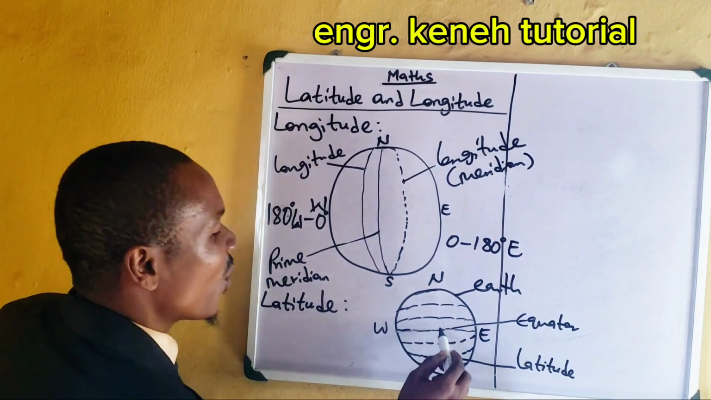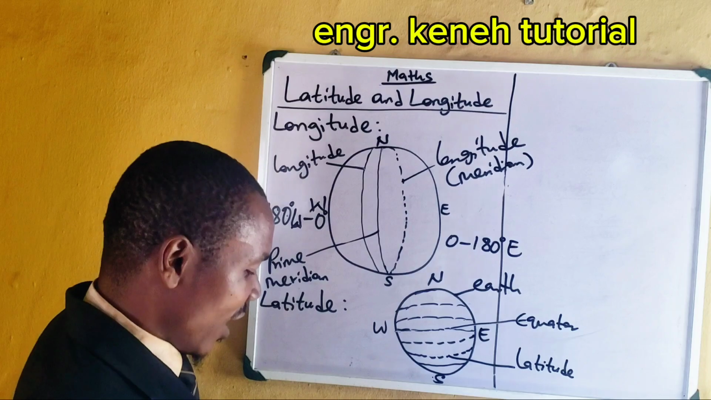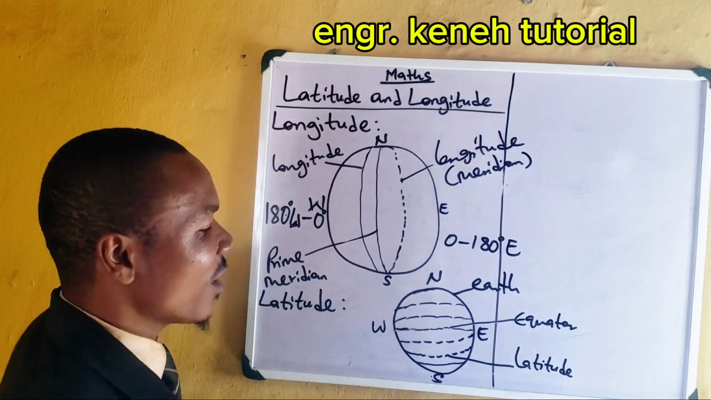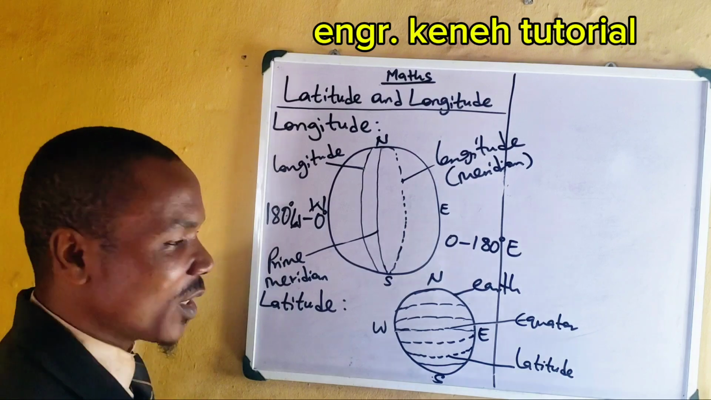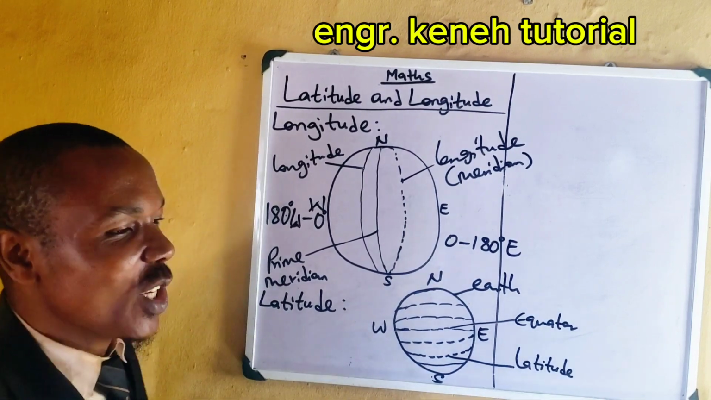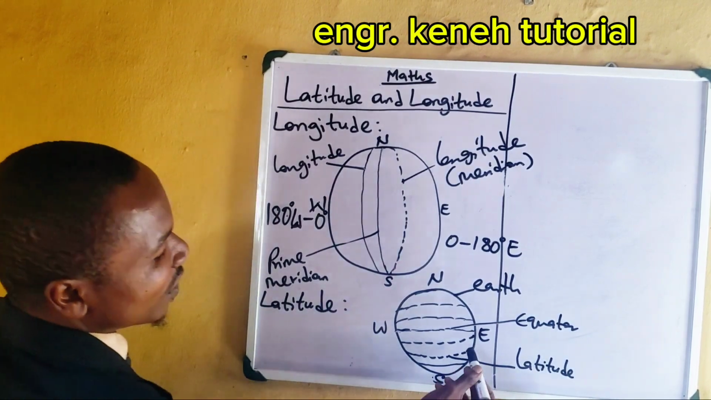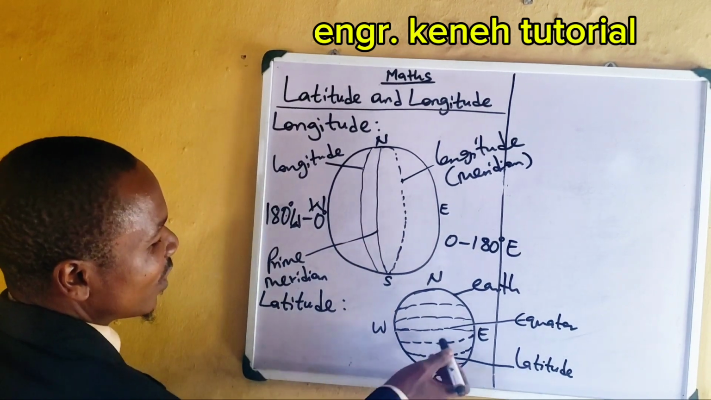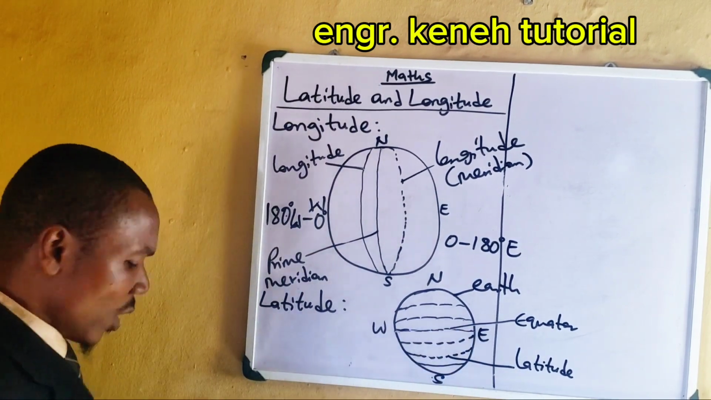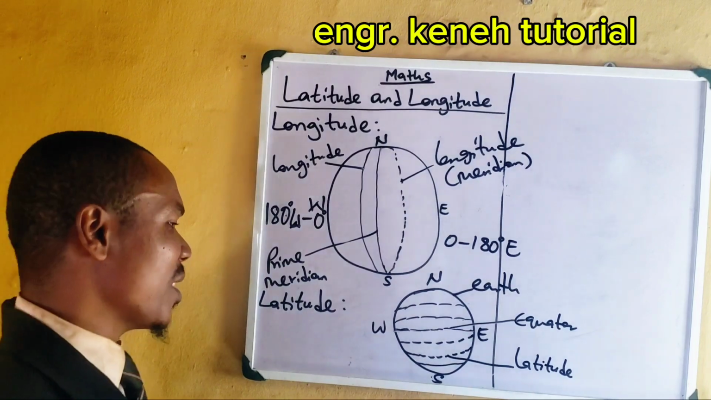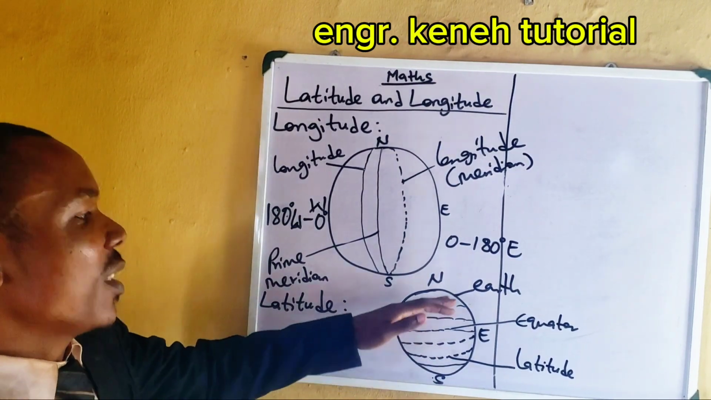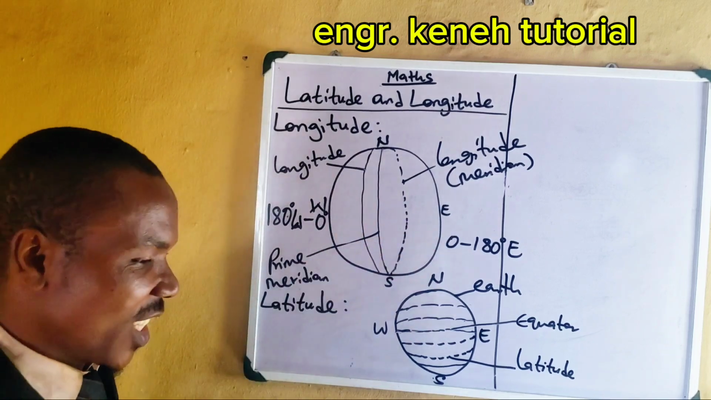So this particular one, we call it what? Equator. It's a kind of latitude, but the maximum latitude. Is it clear? It has the maximum diameter. That's why it is called the equator. All right. Every other one we call latitude. So we have latitude, latitude, latitude, even up here, latitude, latitude. When you look at these latitudes now, you notice that some come towards the south, while some come towards the north. Is it clear?